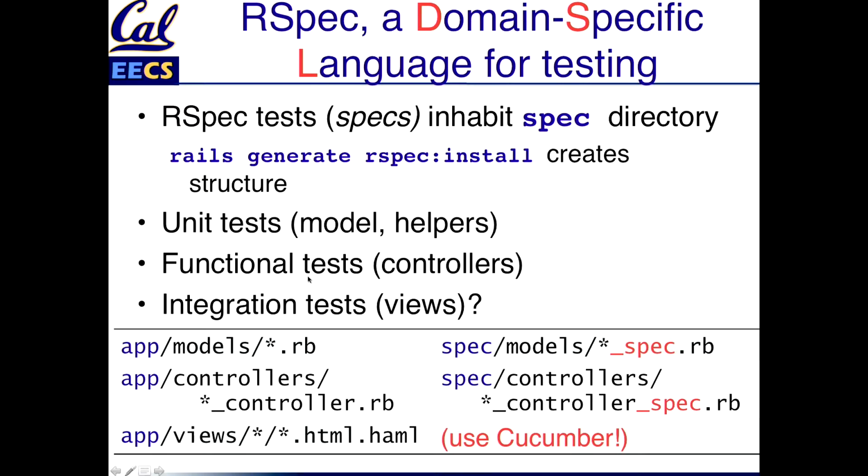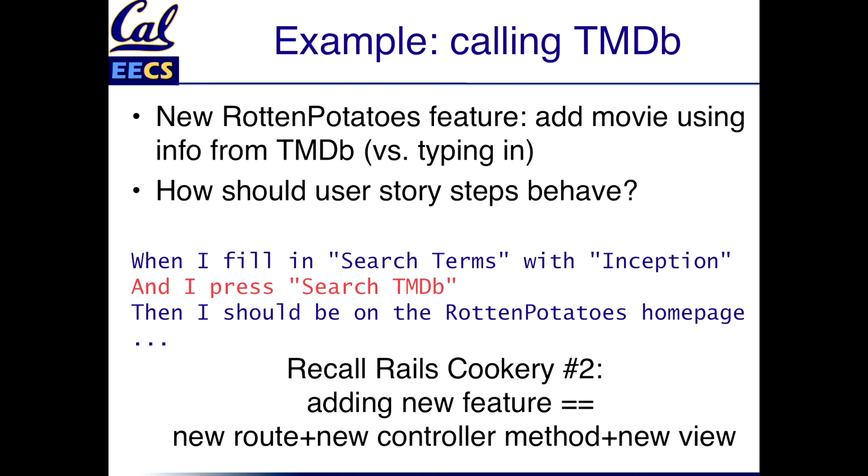So in terms of a Rails application, just like we have subdirectories for models and controllers and views, there's a parallel hierarchy under spec where our model specs and controller specs go, and if we wrote view specs, there would be a place for them, but we're fine having everybody just use Cucumber for that. So the example we're going to pick up on is going back to the BDD example where we're adding a method where we're hypothetically going to call out to the TMDB service and be able to populate our movie database using information from that.